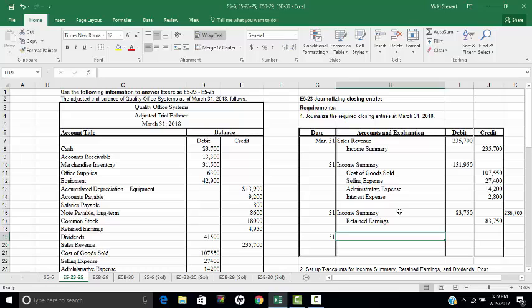The last entry will be to close the dividends account. So we're going to debit retained earnings for $41,500 and credit dividends for the same amount.